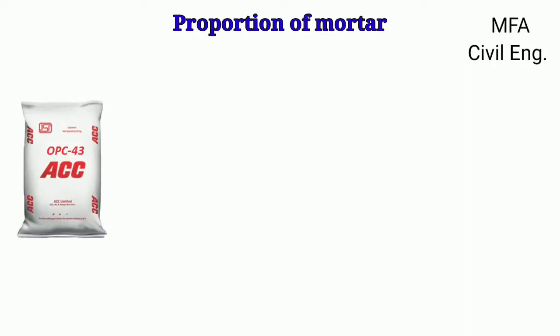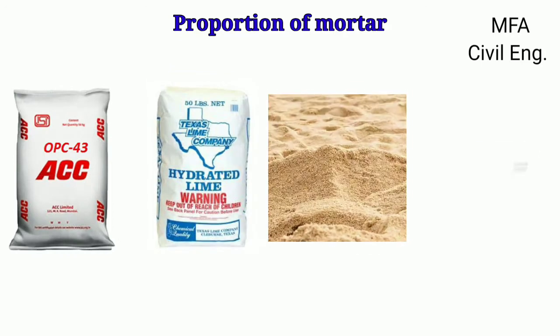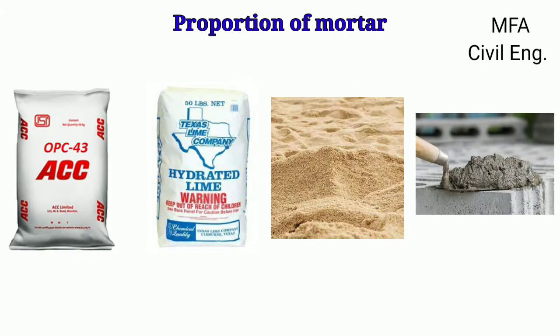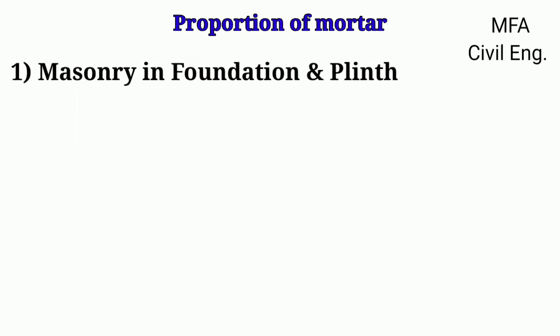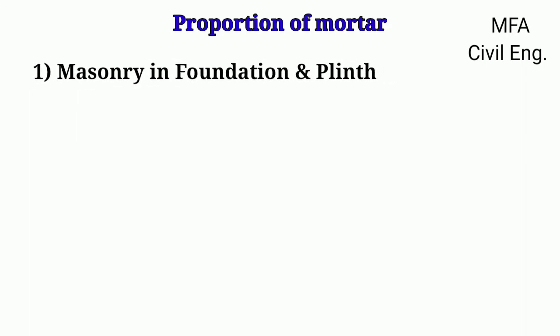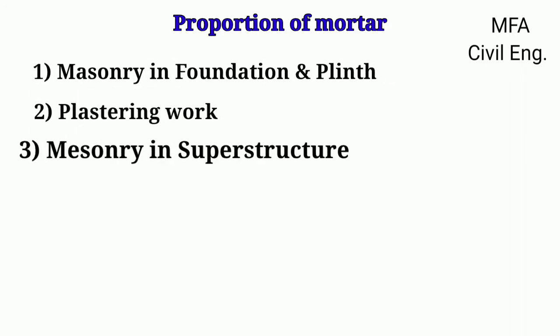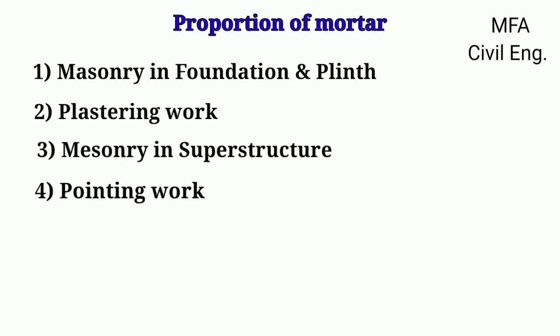The proportion of cement, lime and sand in mortar depends on the various types of construction work, like masonry work in foundation and plinth, plastering work, masonry work in superstructures and pointing work.